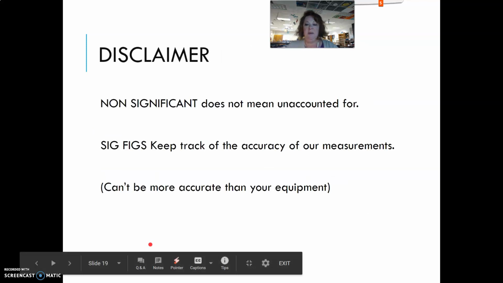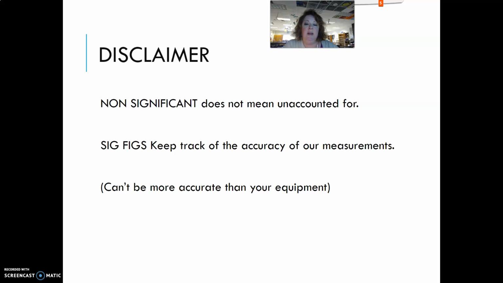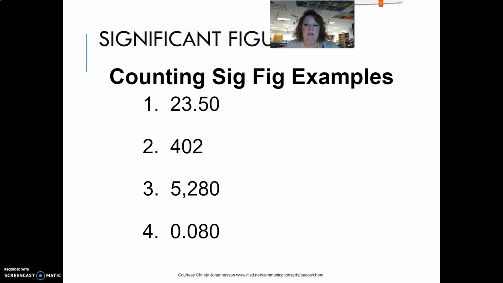Here's our disclaimer. Just because it's not significant does not mean it's unaccounted for. It still makes a difference. It's just not significant. Our sig figs can keep track of the accuracy of our measurements, and they cannot be more accurate than our equipment. So let's do some examples.